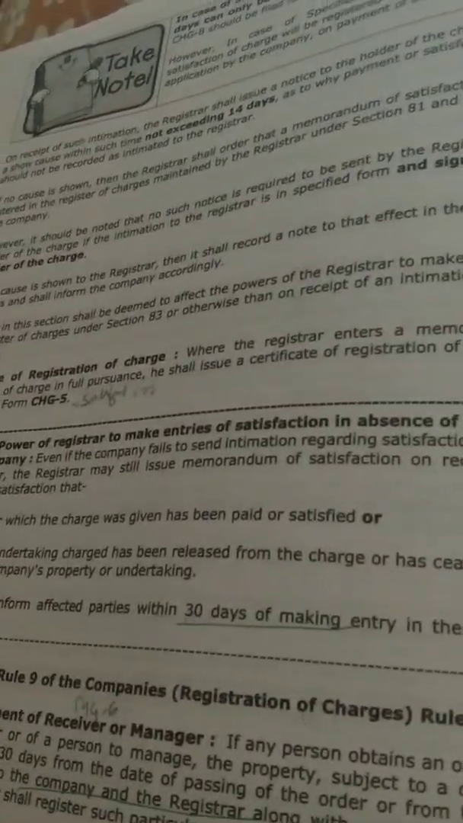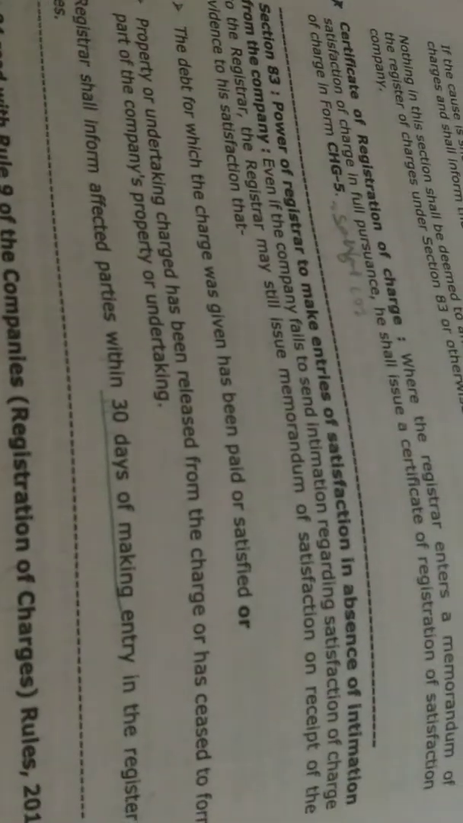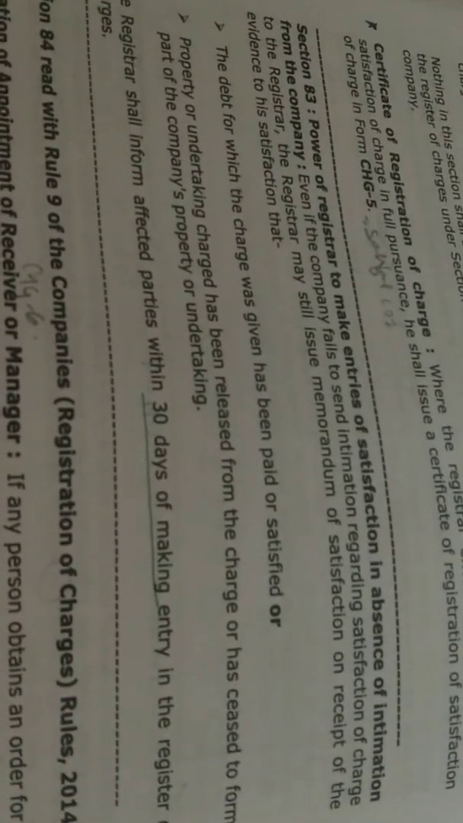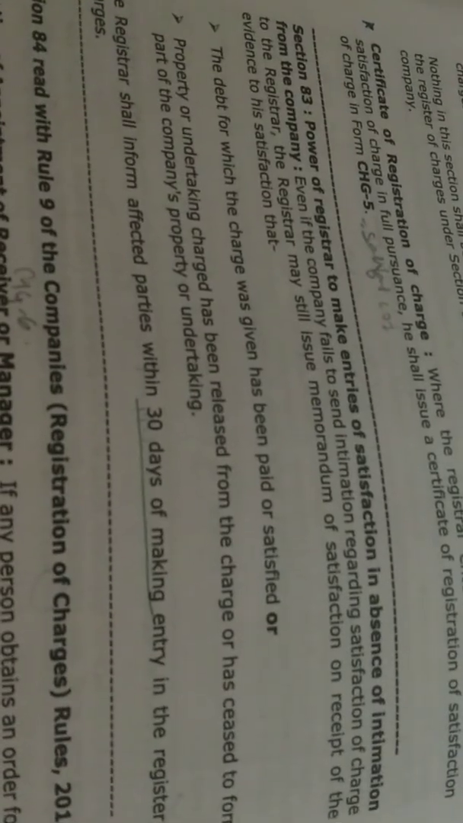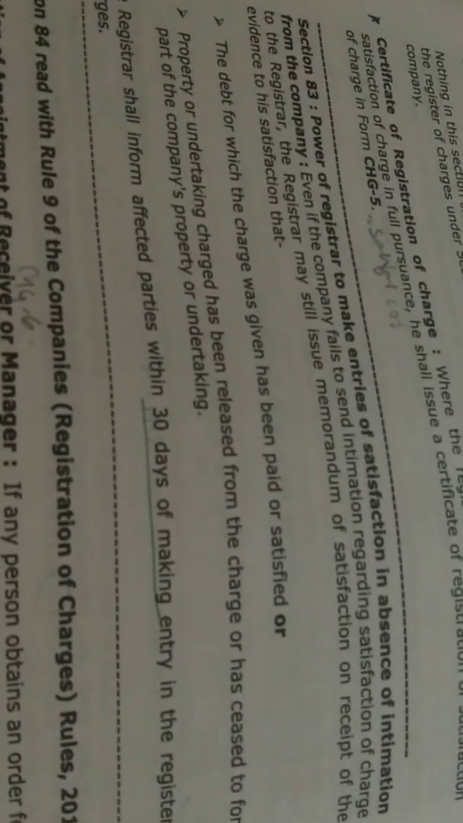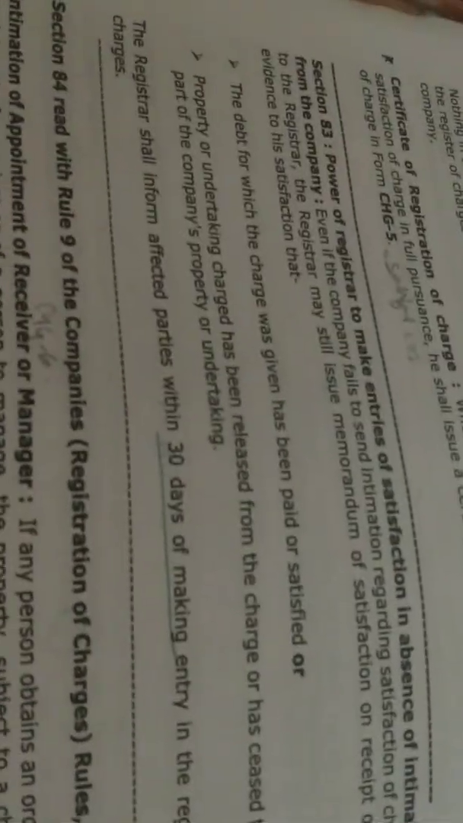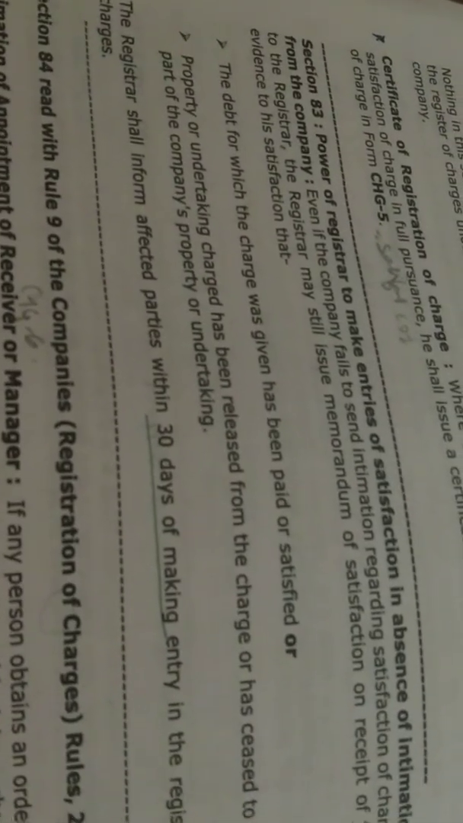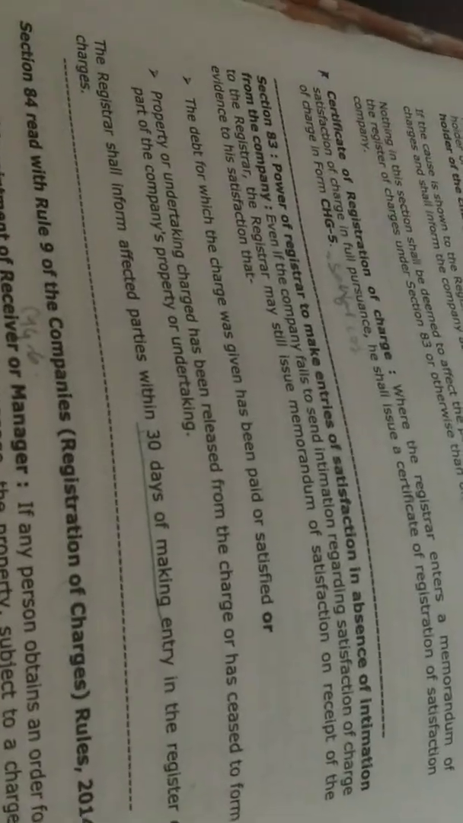The power of the registrar to make entries of satisfaction in the absence of the company: even if the company fails to send intimation regarding satisfaction of charge, the registrar shall still issue a memorandum of satisfaction, on evidence to his satisfaction that the debt for which the charge was given has been paid, or the property or undertaking charged has been released from the charge or has ceased to be part of the company's property or undertaking. The registrar shall inform affected parties within 30 days of making the entry in the register of charges.